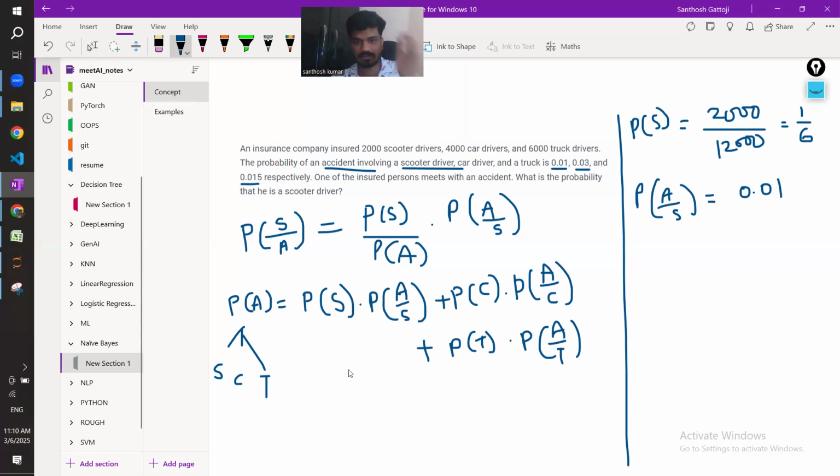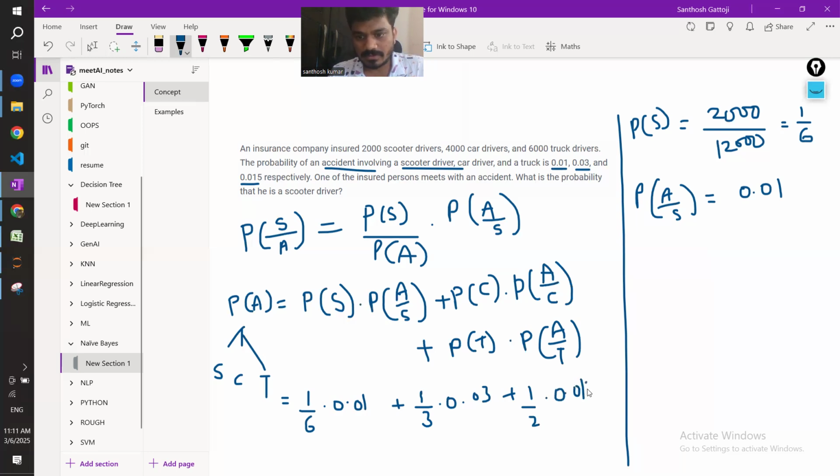Fine. So now if you see, the probability of S is 1 by 6, into the probability of accident with respect to scooter, 0.01. Plus, what is the probability of car? Car is 4,000 by 12,000, that is 1 by 3, into 0.03. Plus, what is truck? 1 by 2 into 0.015. Now this is the probability of the total accident happening.